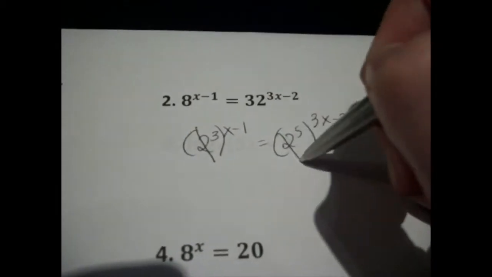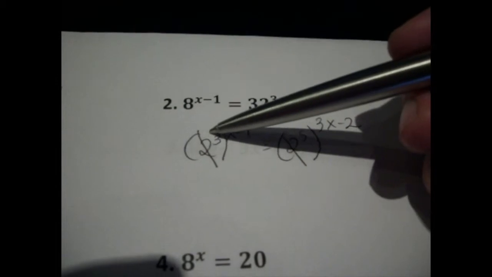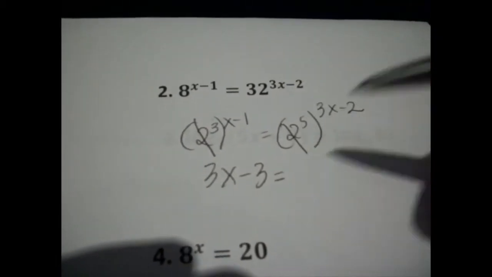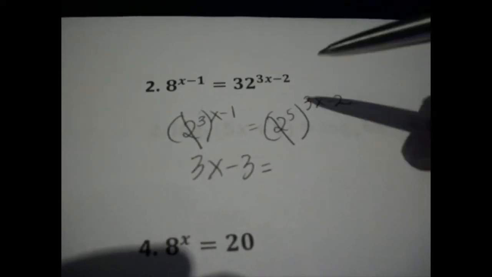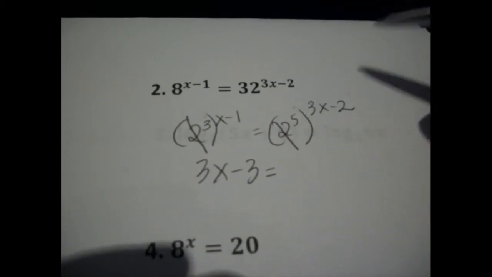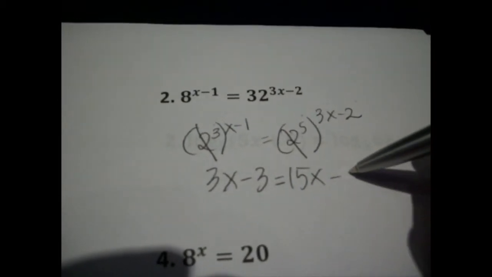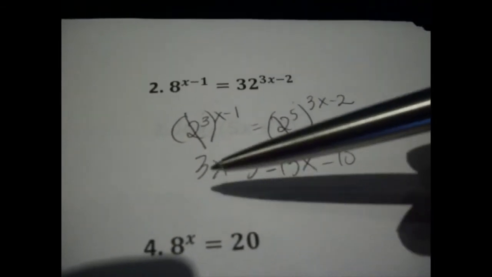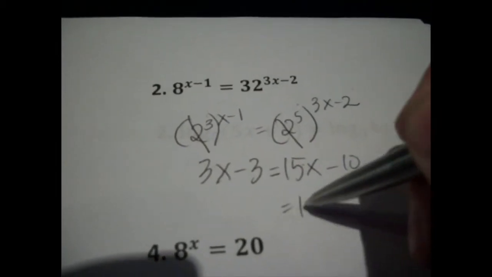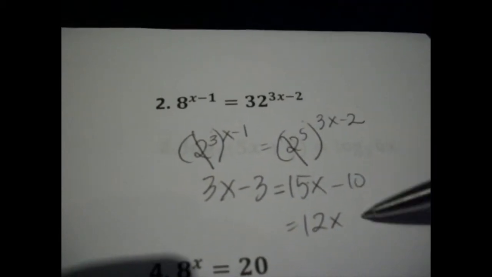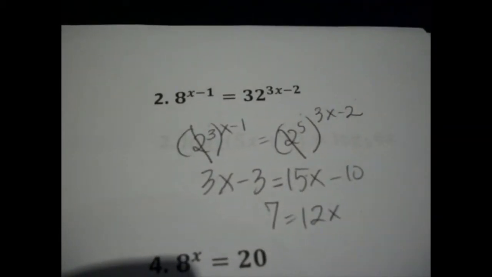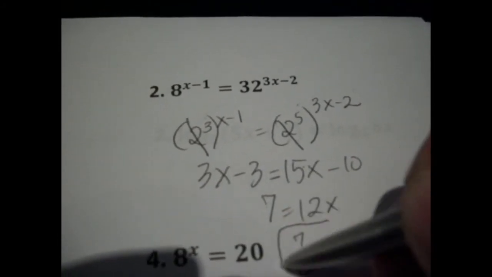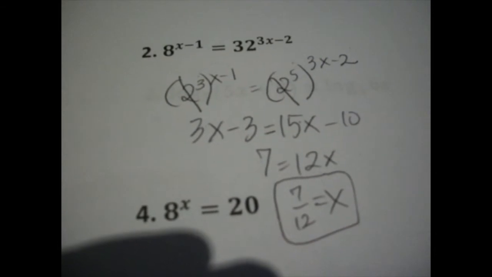They both have a 2. So now I'm going to multiply 3 times x and 3 times 1. So this becomes 3x minus 3. 5 times 3x, 5 times 2, 10. And now we'll solve. So minus 3x over here, I get 12x. Add 10, and I get 7. And if we divide both sides by 12, I get x equals 7/12.